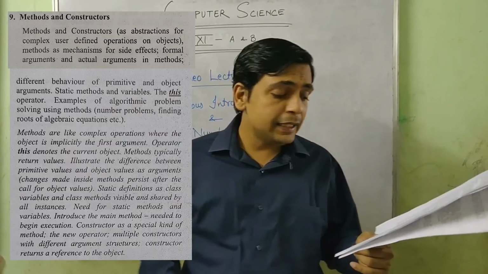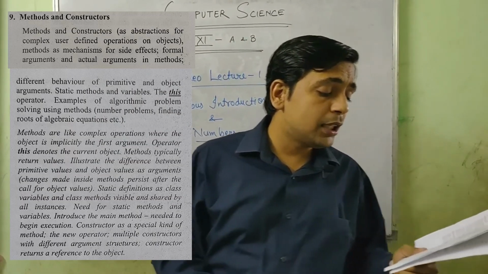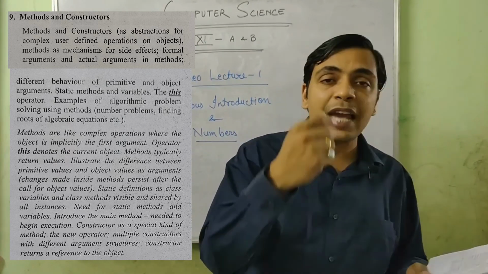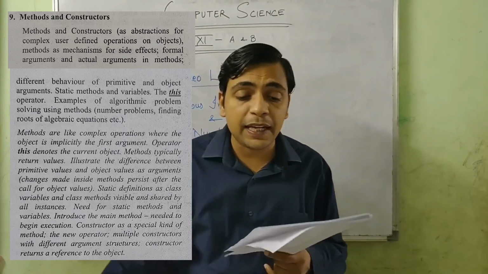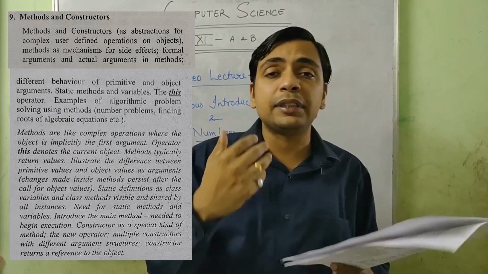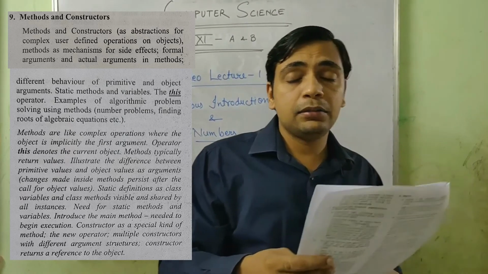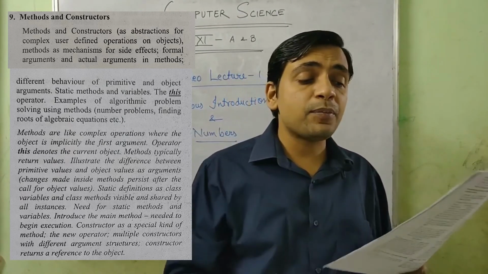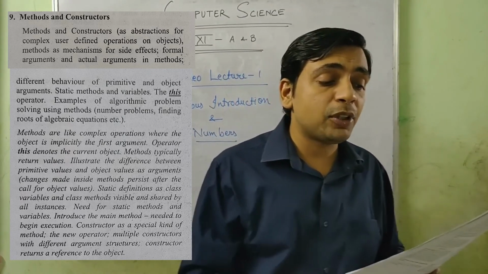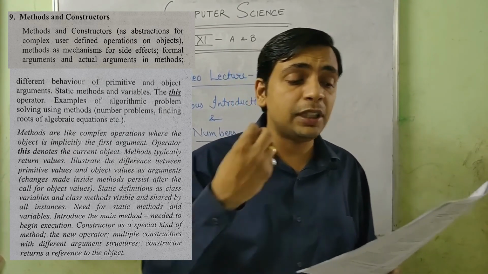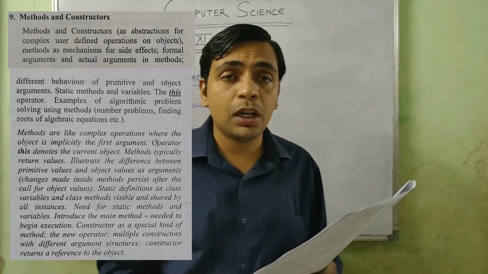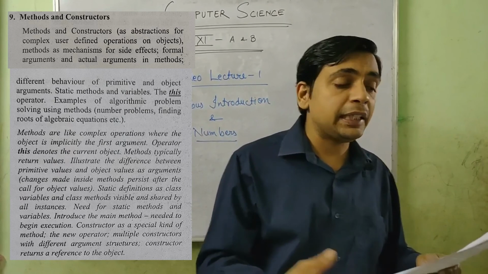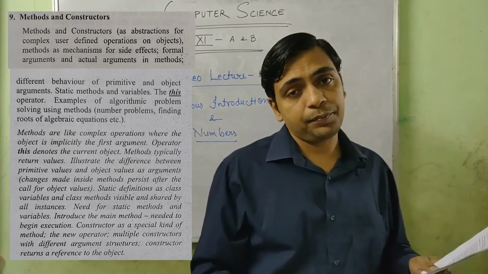In chapter 9, which is methods and constructors, we are going to study methods and constructors, which we actually learned in class 10th as well, but definitely here we are going to study the topic in some more depth. We are going to perform some complex operations. We are going to study about static methods, static definition, this operator, and the new operator or new keyword. So we are going to study all these things related to methods and constructors under chapter 9.